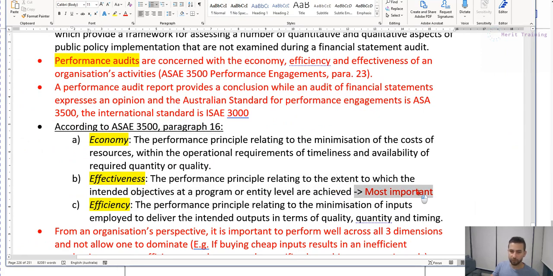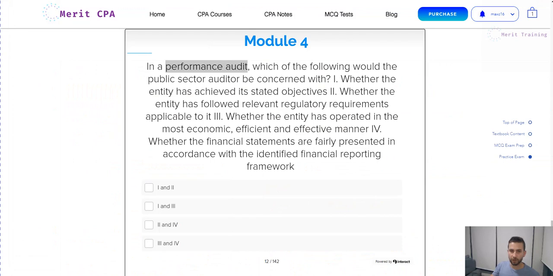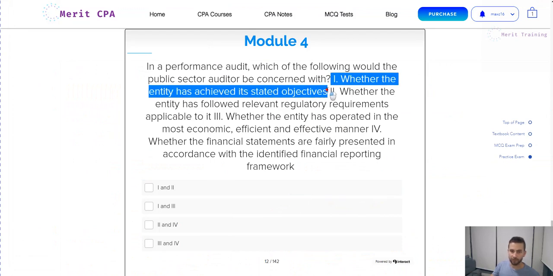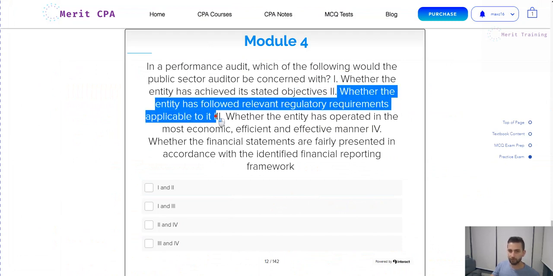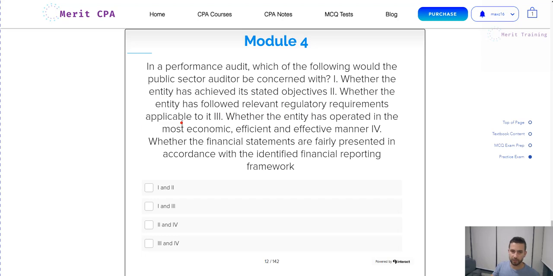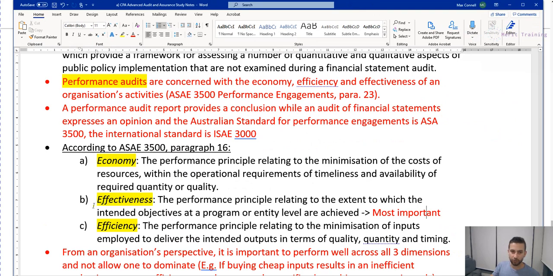So this is the most important one as well. So yes, definitely number one is the public sector, the Governor General would be concerned with. Number two, whether the entity has followed relevant regulatory requirements applicable to it. That doesn't really fit into the economy, effectiveness, efficiency. That's something completely different, right? So number three, whether the entity has operated in the most economic, efficient, and effective manner. Absolutely. That's kind of combining all three of these together.